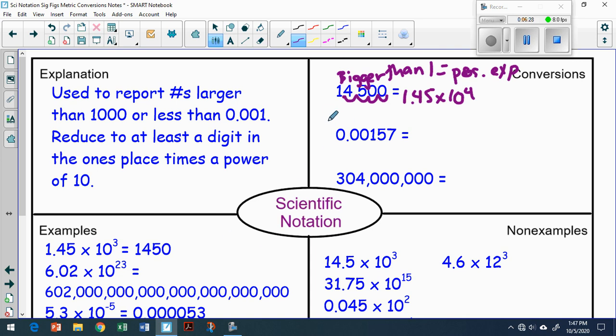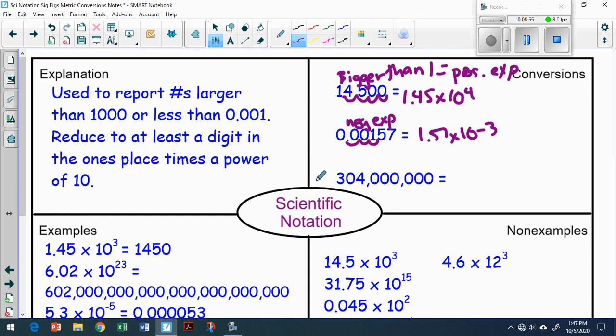Here, this number is less than 1, so I'm going to have a negative exponent. This is where I would want to put the decimal because that gives me my 1 in the ones place, and it is 1, 2, 3 positions away. So I have 1.57 times 10 to the negative third.